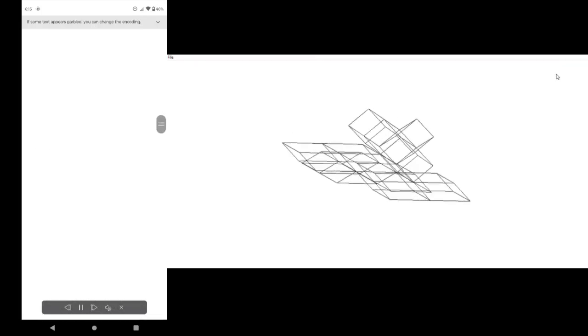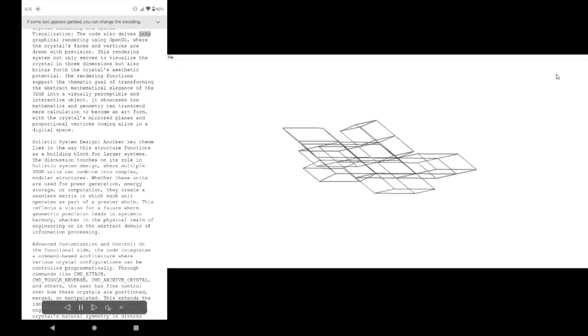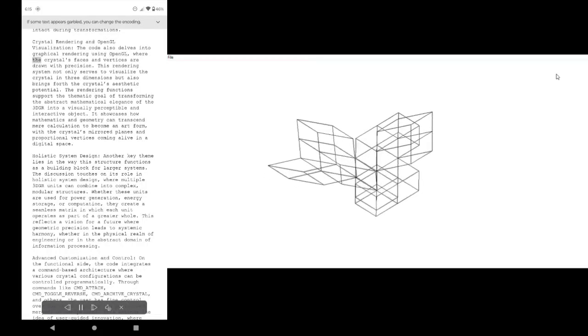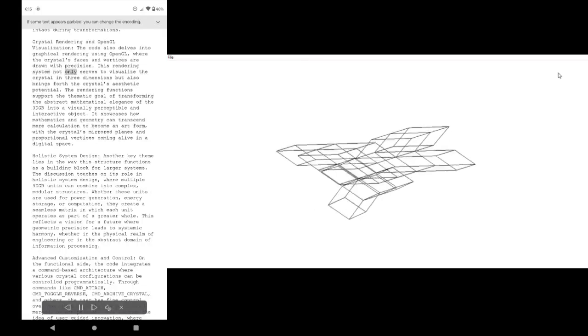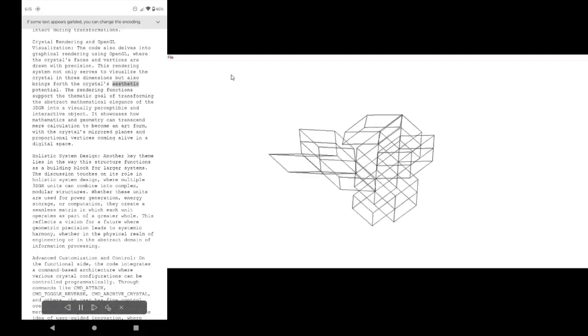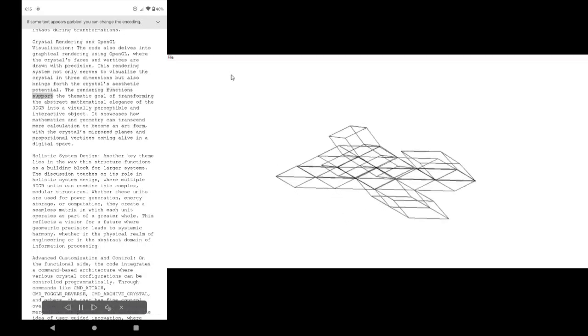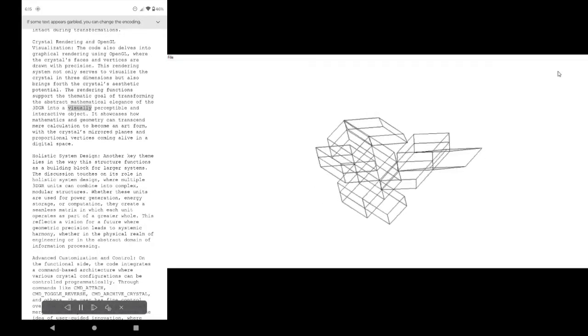Crystal rendering and OpenGL visualization. The code also delves into graphical rendering using OpenGL, where the crystal's faces and vertices are drawn with precision. This rendering system not only serves to visualize the crystal in 3 dimensions, but also brings forth the crystal's aesthetic potential. The rendering functions support the thematic goal of transforming the abstract mathematical elegance of the 3D jar into a visually perceptible and interactive object. It showcases how mathematics and geometry can transcend mere calculation to become an art form, with the crystal's mirrored planes and proportional vertices coming alive in a digital space.